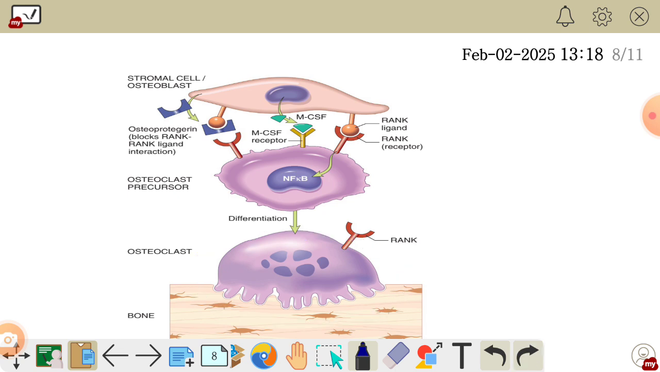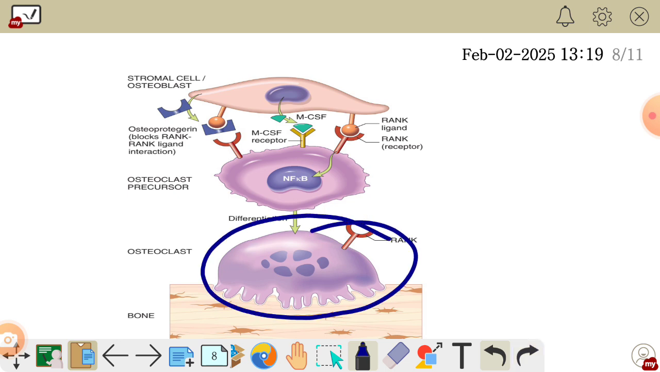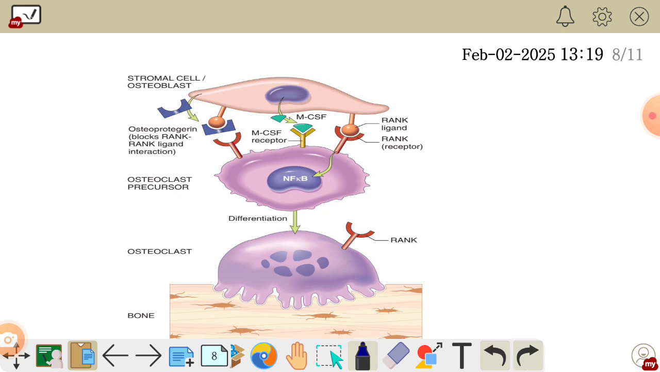But now the same osteoblast will produce at a later stage what we call OPG, osteoprotegerin, which will block this RANK ligand from binding to the RANK receptor on the osteoclast, thereby inhibiting the activation of osteoclast, which would lead to bone resorption. Once they are inhibited there, the osteoclast won't resorb the bone.